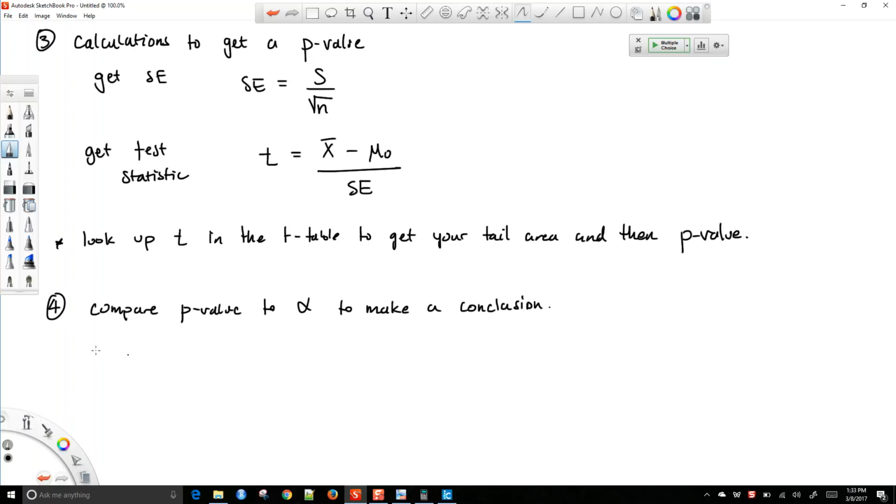All right, and so in this case, this is the same as before. If the p-value is greater than alpha, what does that mean? Do not reject the null hypothesis. And that means we do not have evidence for the alternative.